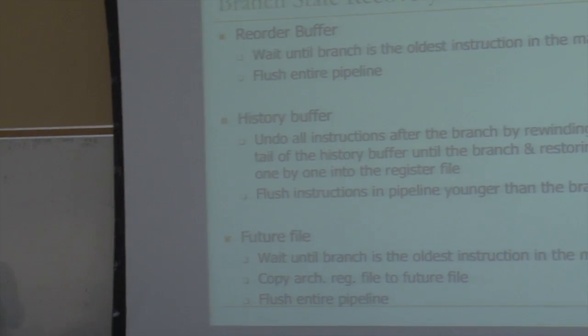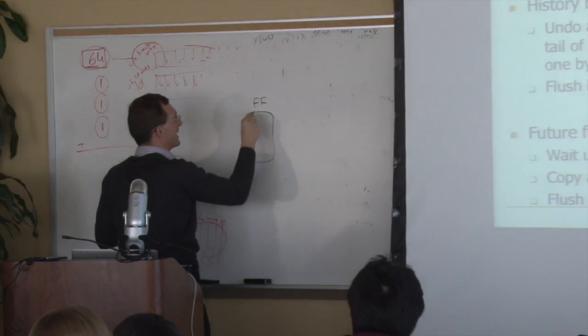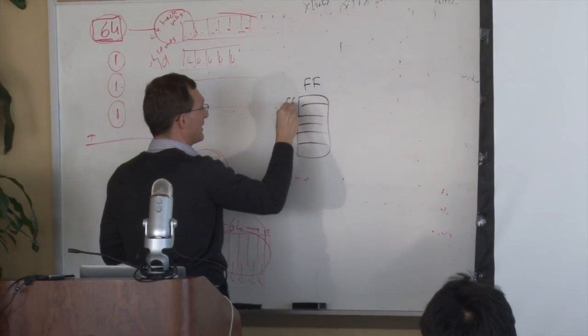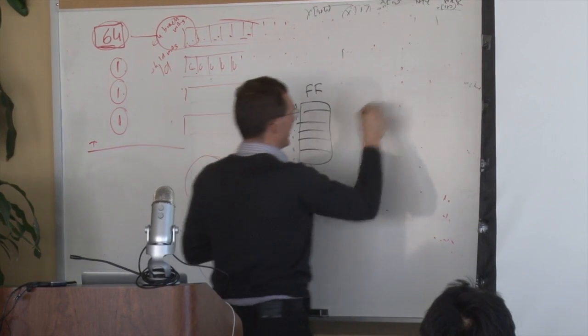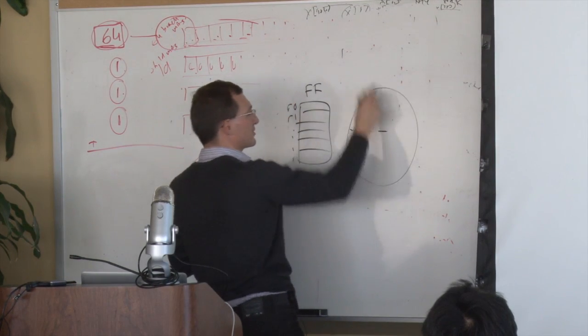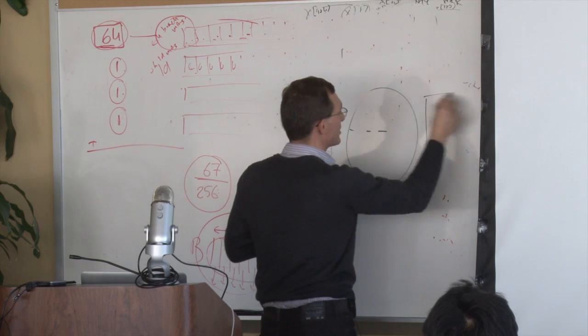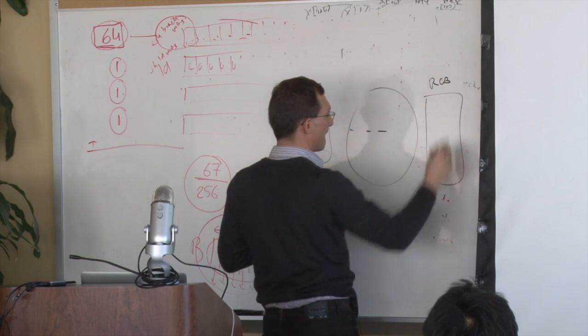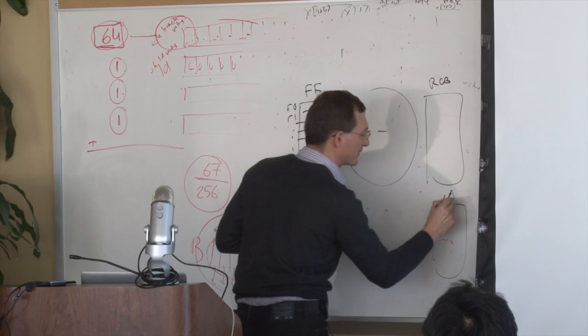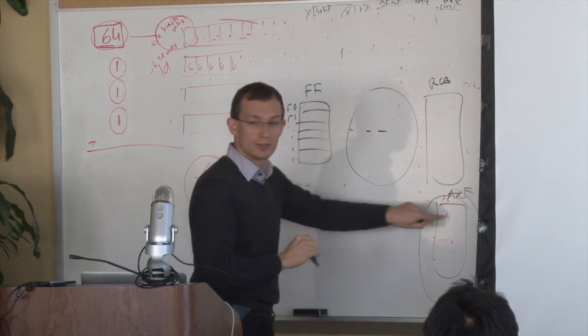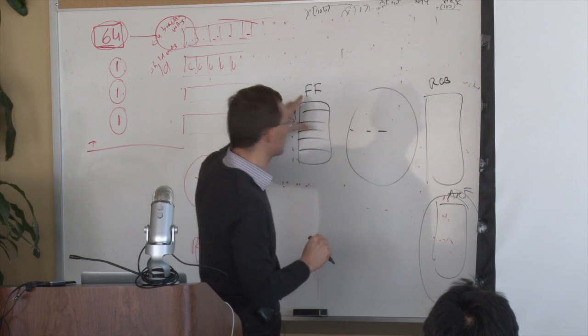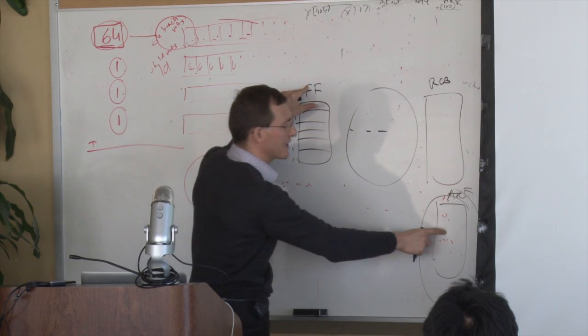With a future file, what you have in the front is the future file and the state of registers at the front end, right? And then you have some instructions that are writing to some of these registers. And then at the end, you have a reorder buffer, and then an architectural register file, if you remember. And this is the architectural state. And this is used to recover the state of the future file once you have an exception or a branch misprediction.